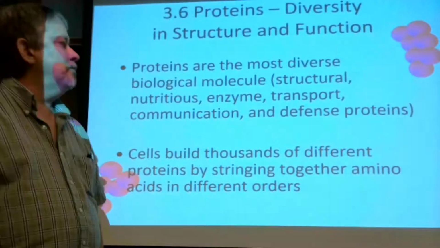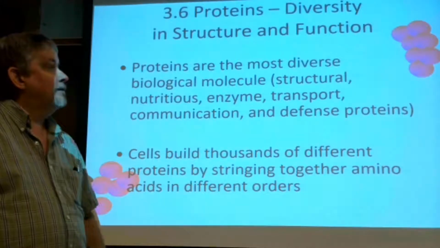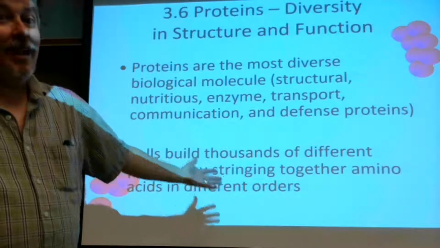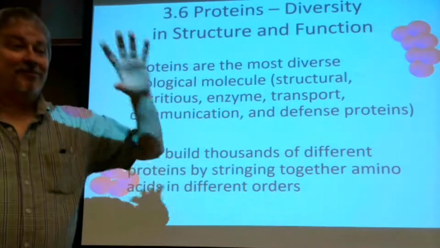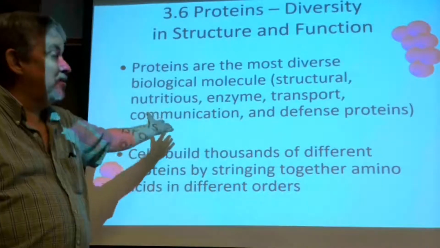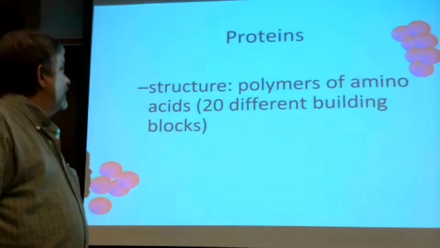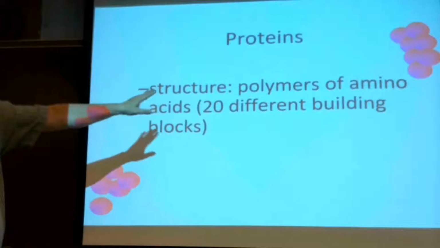What's the monomer of a fat? Well, and most of the time it is sugar also. It's put together to form those long structures. But what's the monomer of a protein? It is amino acids. So proteins are polymers of amino acids.